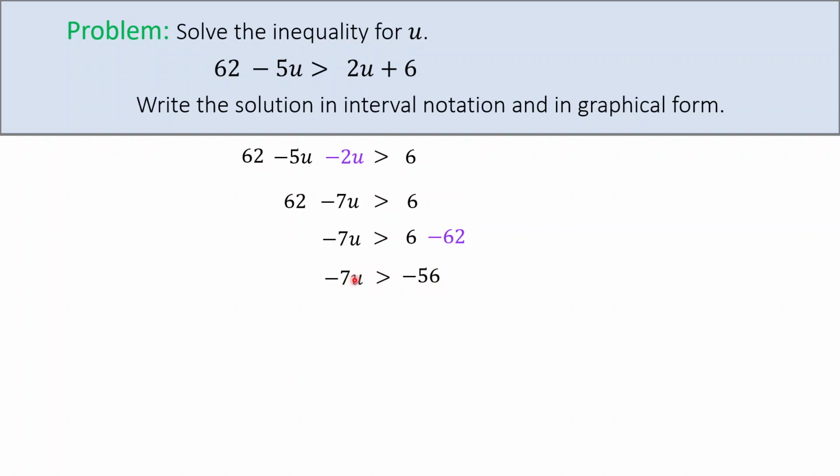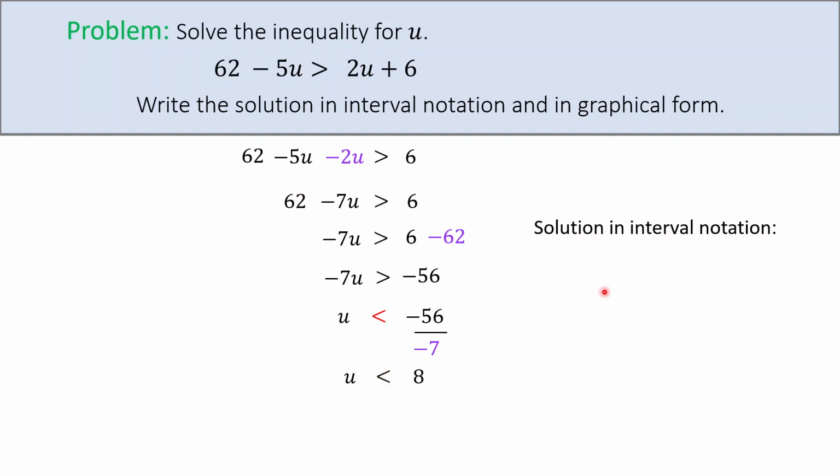Now you need u, so you need to divide both sides by negative 7. So you get u greater than negative 56 divided by negative 7. I am dividing by a negative number, so you need to reverse the inequality symbol. U less than negative 56 divided by negative 7 is 8. This is the solution. Now we write this in interval notation.